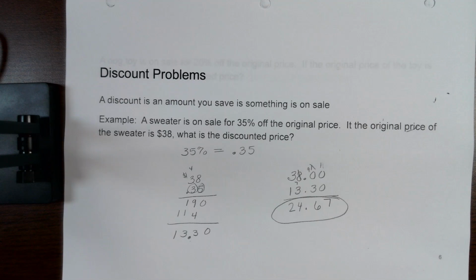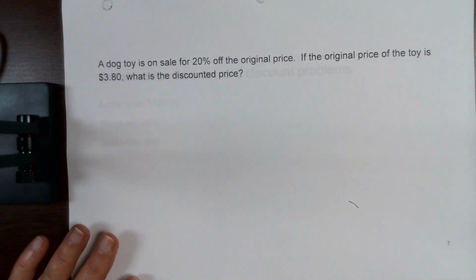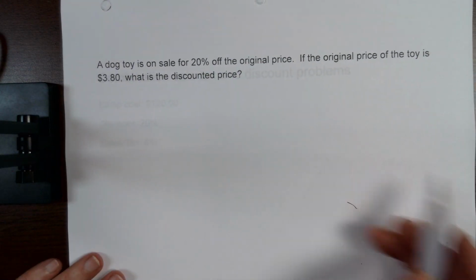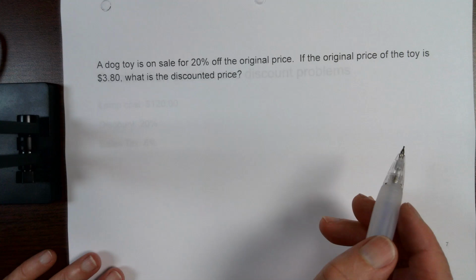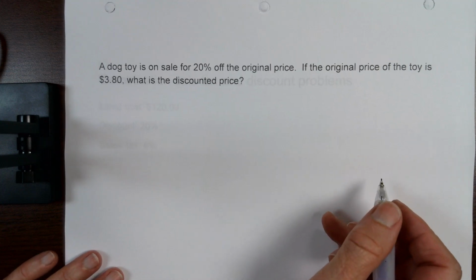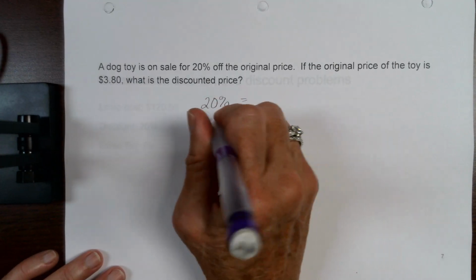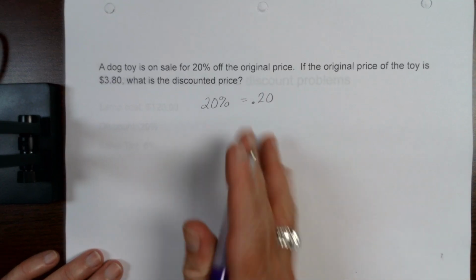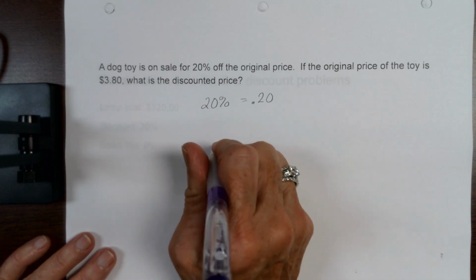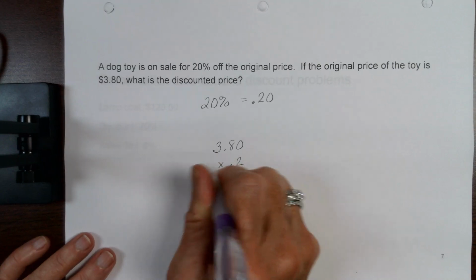I don't add the discount like the tax; I add the tax to the cost. The discount, I'm going to subtract it from the cost. Here's another one. A dog toy is on sale for 20% off the original. If the original price of the toy is $3.80, what is the discounted price? So 20%, I have to make it into a decimal. So I move it 2 places to the left, so it's decimal 20, or you can just say decimal 2. The original cost is $3.80. I'm going to multiply it by 0.2.